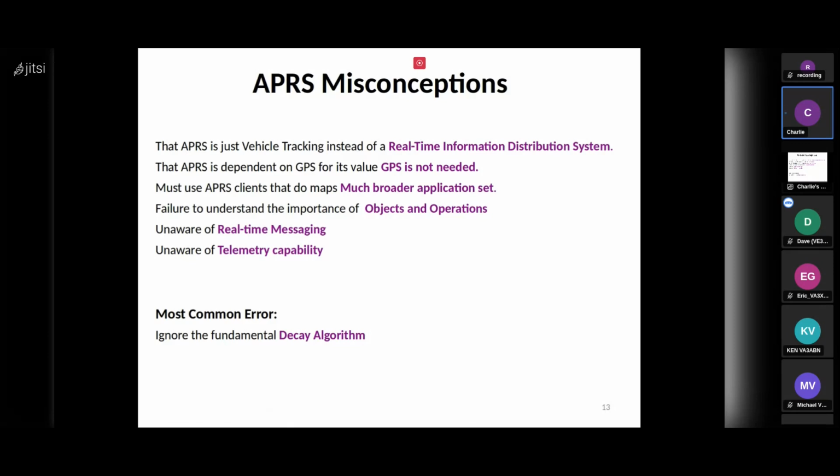Lots of users don't know about the real-time messaging, and lots of users don't know about the telemetry capability, and those are probably two of the most useful additional capabilities of the APRS system. And I guess the most common error is around the decay algorithm, and I'll talk about that decay algorithm in a couple of more charts.